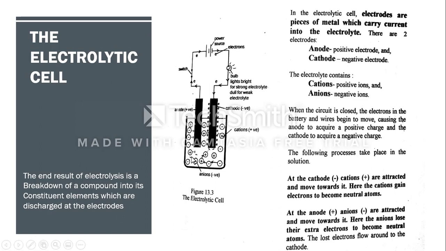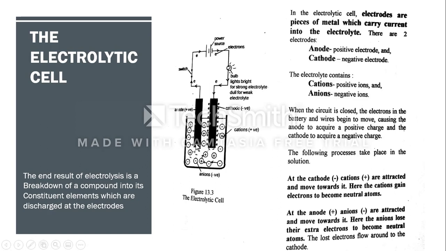If we have our anions being attracted to the anode, here what happens, remember the anions have negative charge and they want to get rid of that negative charge. So to get rid of the negative charge, they need to give up their electrons. When they give up their electrons, it's taken up by the electrode, right? So when it gives up the electrons, they become neutral atoms and these become discharged at the anode, right?